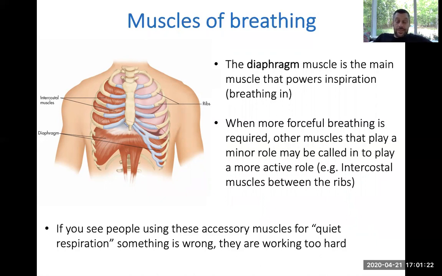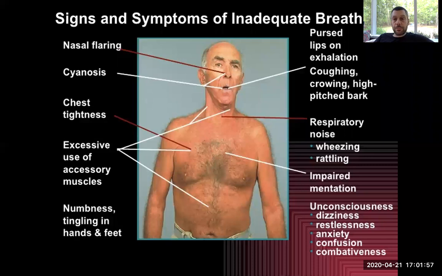But normally when you're sitting there at rest, you shouldn't be using your accessory muscles. You can tell when somebody is using their accessory muscles because their shoulders start moving up and down. And if you see someone doing that just for quiet respiration, it means they probably have some problem with their lungs in some way. So if you see someone with emphysema or some other chronic obstructive pulmonary disease, then even at rest, their shoulders are moving because they're engaging their accessory muscles.